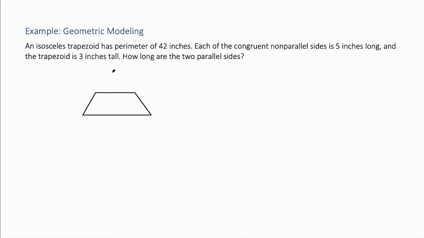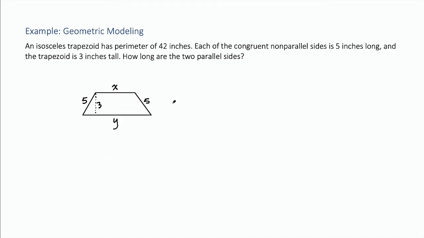Now, we've got lots of things going on here. We've got a perimeter of 42 inches. I don't know all these lengths, but I do know a couple of things. First of all, each of the congruent non-parallel sides, so that's these ones here, are 5 inches long. So this is a 5, and this is a 5. And the trapezoid is 3 inches tall, so if I drop that down, this is 3. And we want to know how long these two parallel sides are. Those two things I don't know, I'll call x and y.